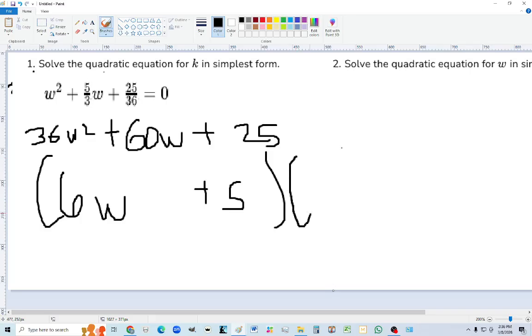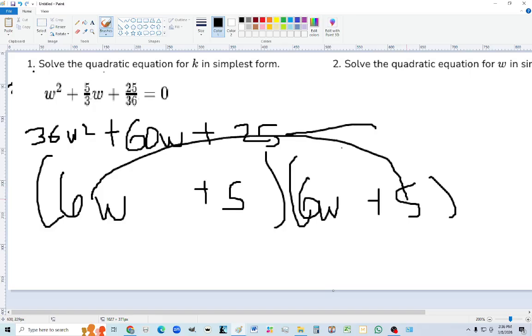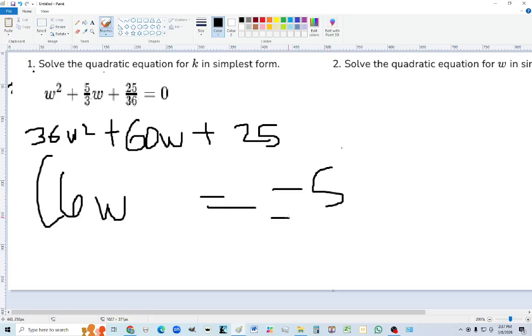Let's see if I were to multiply these things out, if I would get the thing here. 6w times 6w is 36w squared, plus 5 times plus 5 is 25. What about the middle term? 6w times 5 is plus 30w, plus 30w makes plus 60w. Therefore, this is the perfect square. Like this, we're going to set it to 0. Square root both sides. Well, square root of 0 is just 0. Subtract 5. Divide by 6. W is negative 5 over 6.